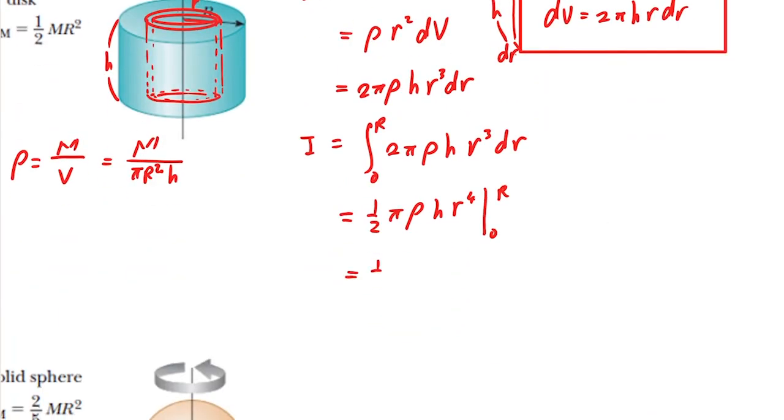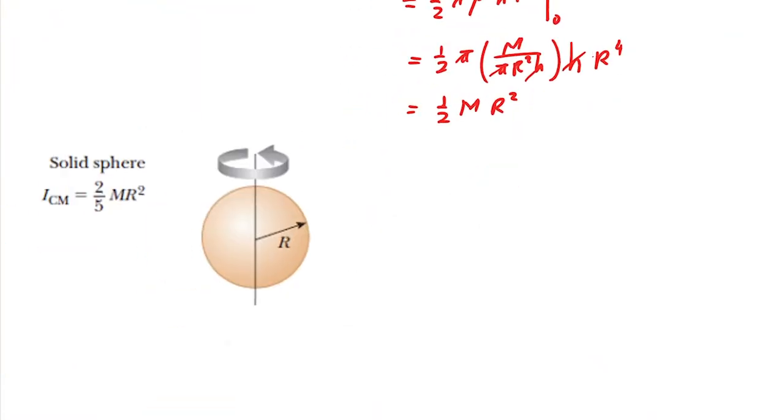Okay, so 1/2 pi, what was rho? Substitute that in, m over pi r squared h, which cancels this h, you see that? And then we have r to the fourth power, the r's cancel, and the pi's cancel. So what we have is 1/2 m r squared, as you learned in the class. How about that? Okay. Lastly, this one. This one is something, okay?